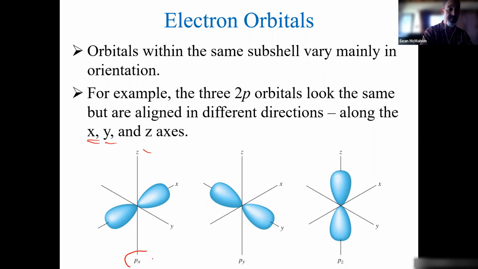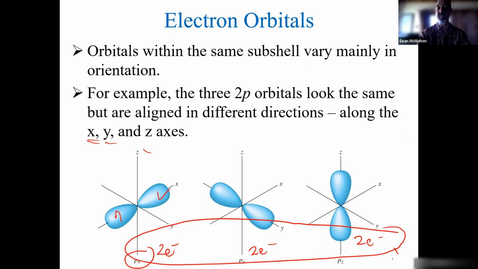So in this 2px orbital, I can have 2 electrons. You know, maybe one's right here and one's right here. This 2py, I can have another 2. And then this 2pz, I could have another 2. So all of these add up to 6 electrons in the p subshell.